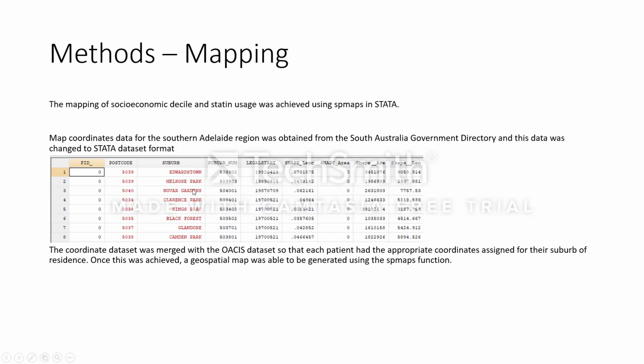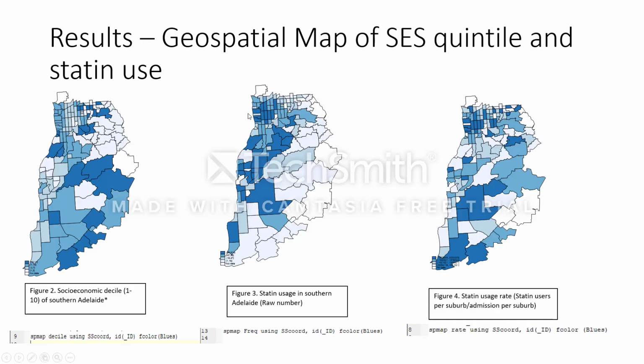So you can see these are the coordinates for the Southern Adelaide region, which I took from the government directory, and then I merged this dataset with the Oasis dataset so that each patient had some coordinates for the suburb of residence. And after that, I could generate a geospatial map using the SPMaps function. So you can see these are the results.